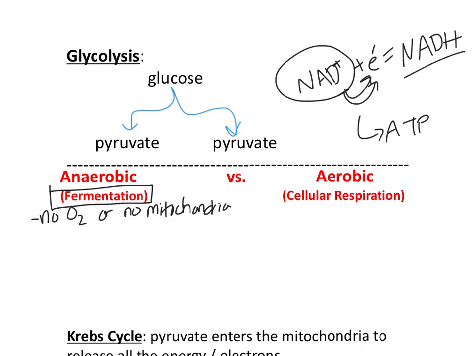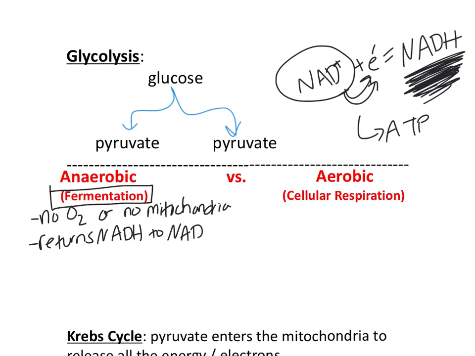So at the end of glycolysis, I've got NADH. Well, I don't have a lot of NAD remaining because they were converted to NADHs. So the goal of fermentation is to return NADH to NAD. That way my shuttle bus is empty and it can go pick up new electrons, and it can continue to break down glucose molecules to make those 2 ATPs. So we need to return an empty shuttle bus to grab more electrons so glycolysis can continue.